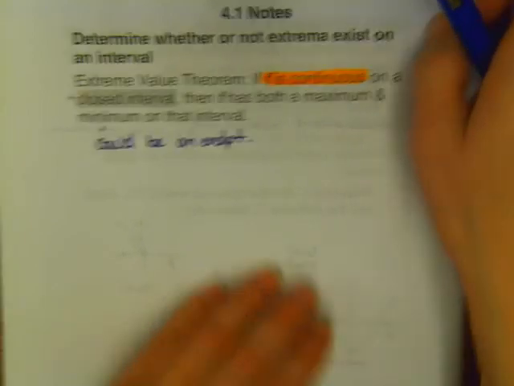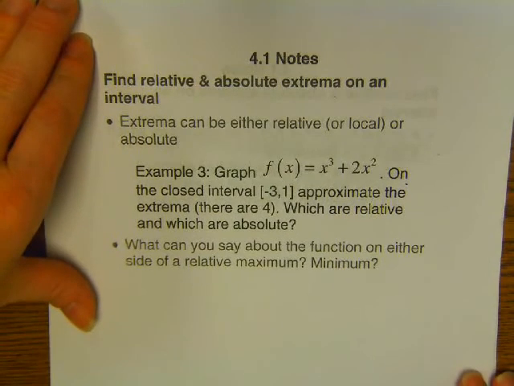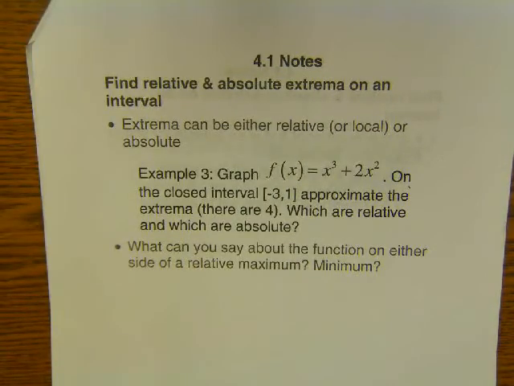So, extrema can either be relative or local or absolute, and really, I'm concerned about the absolute, the lowest point. So, if you would graph f of x equals x cubed plus 2x on the closed interval negative 3, 1, approximate the extrema. Let's take a look at that if I can find my graphing calculator.